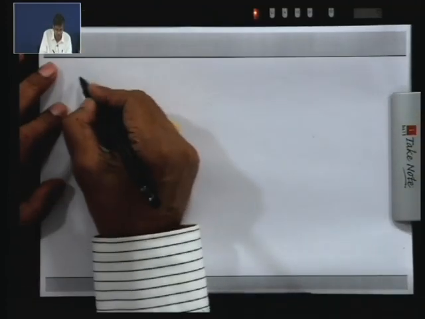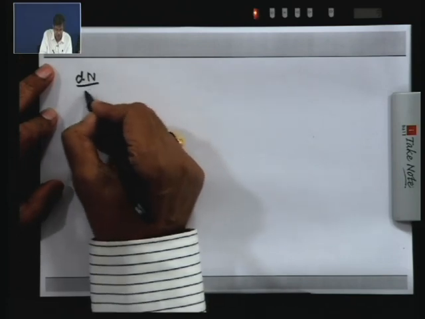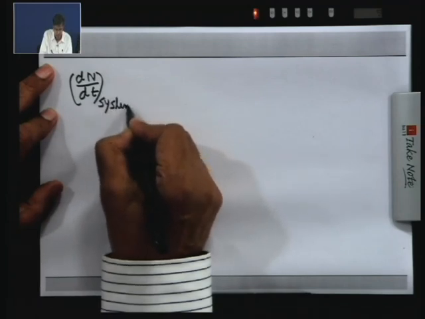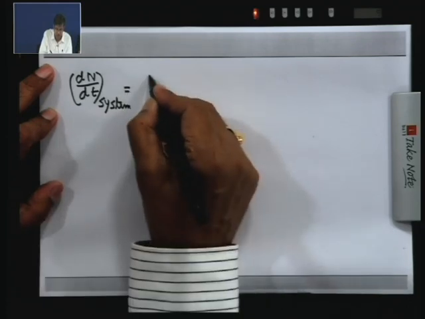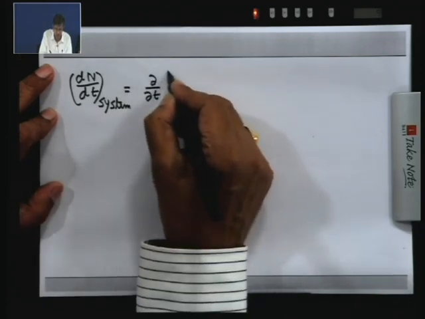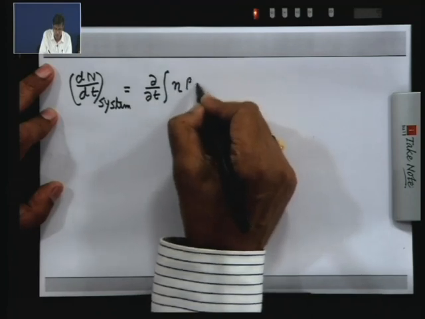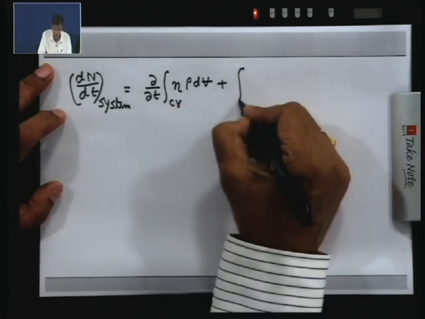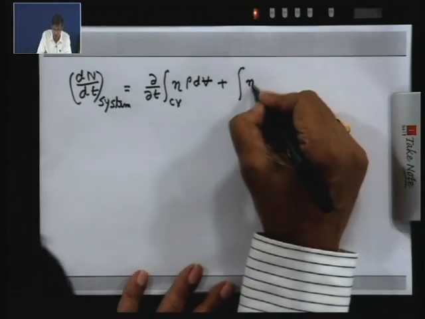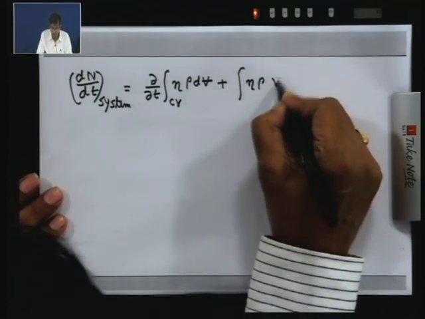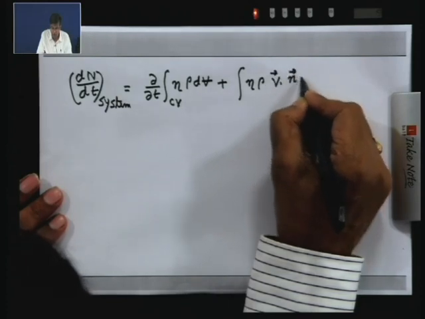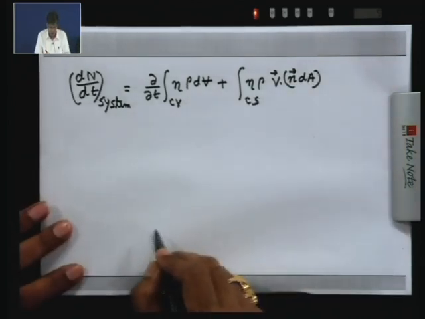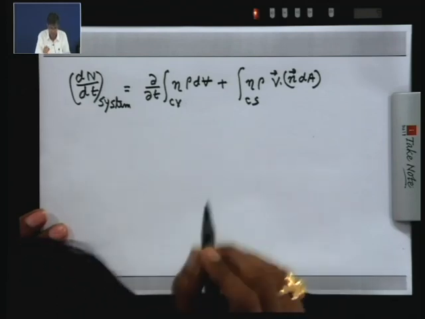Now you see we write, therefore, dN/dt for the system equals, as we have already found, the integral of eta rho dV over the CV, plus the net outflow, that means the integral of eta rho V dot n dA over the control surface. Now, this is the Reynolds transport theorem.